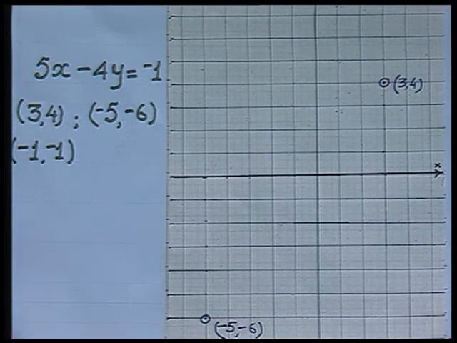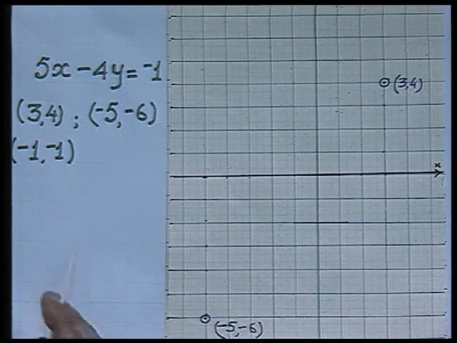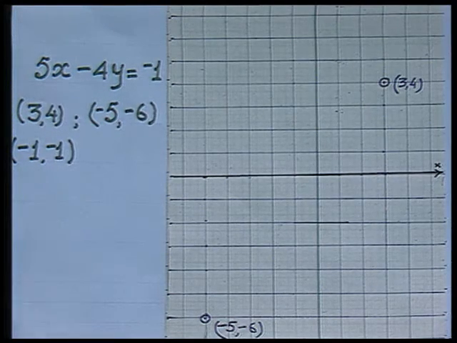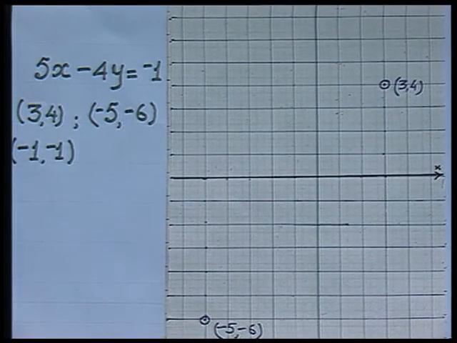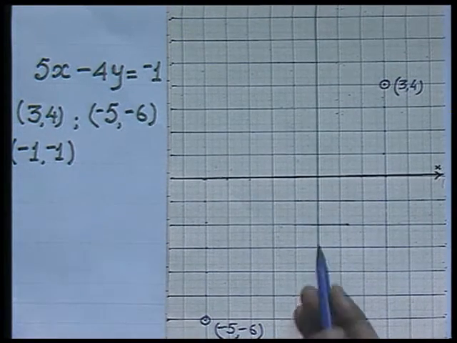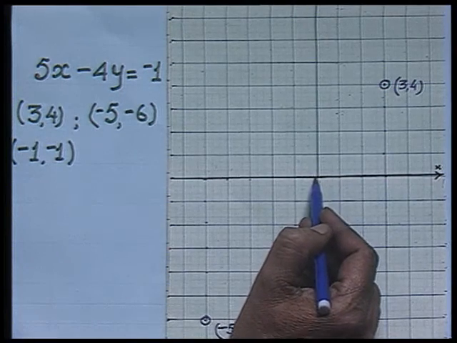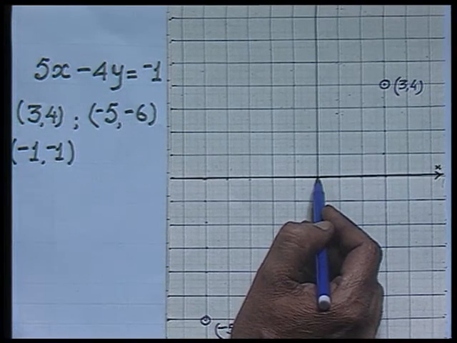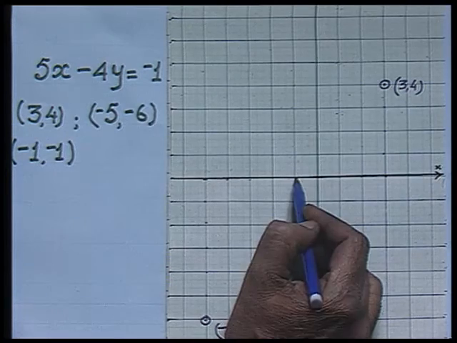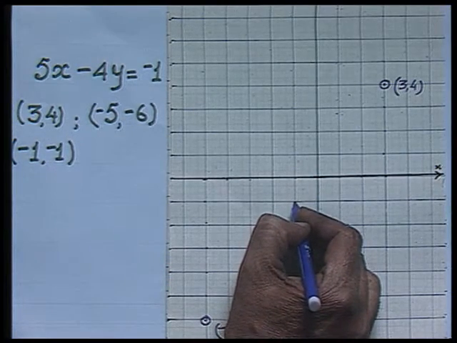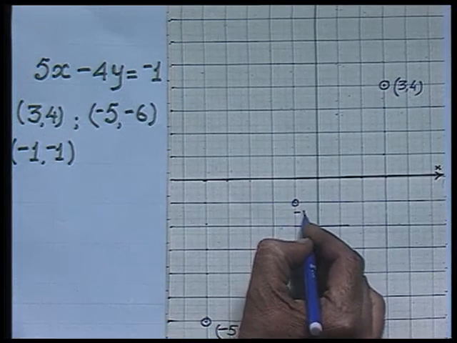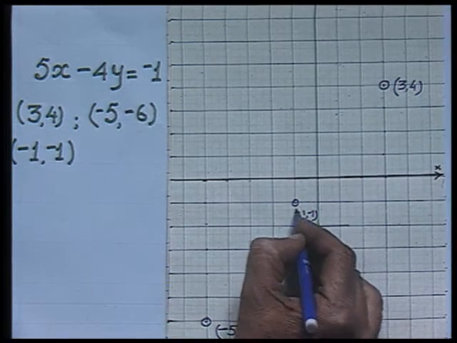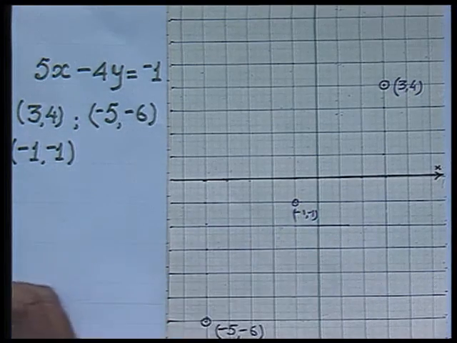Now although 2 points are sufficient for me to plot a line, the third ordered pair will let us know whether these 2 points are correct or not. So we will plot the third ordered pair, and that is minus 1, minus 1. Again for minus 1, from the origin I have to move to the left, this is minus 1, and then 1 unit down. So this point is minus 1 and minus 1. So let's now join them with a scale.